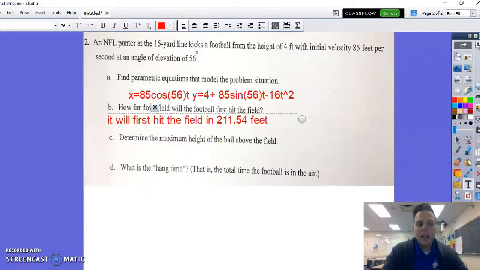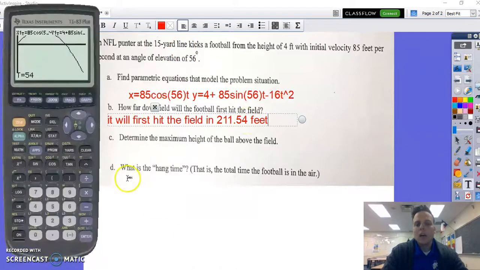You could think to yourself, if this is 211.54 feet and I start at the 15-yard line, I know that there are 3 feet in every yard. So let's just round to make our life easy: 211, let's just call it 212. 212 divided by 3. So that's another 70 yards.